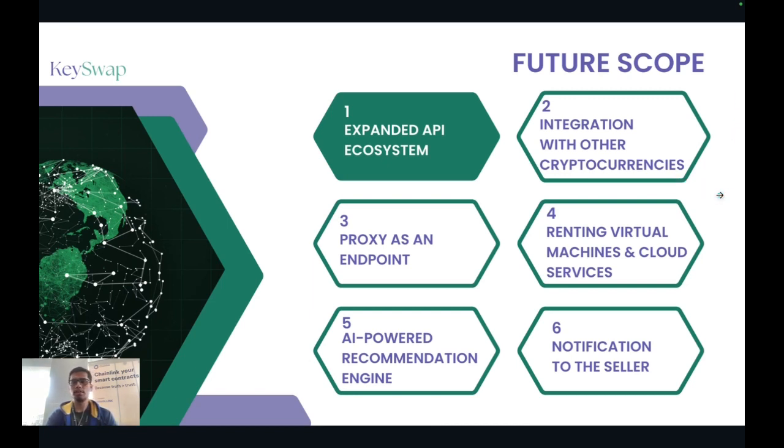The next future scope is renting virtual machines and cloud services as well. We can also provide AI-powered recommendation engines to recommend APIs based on the previous purchase history of the buyer, and then we can also send a notification to the seller when a buyer wants to connect with him.